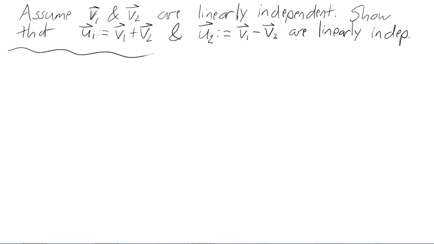We're going to go ahead and assume that v1 bar and v2 bar are two linearly independent vectors. And with this information, we're going to create two brand new vectors, u1 and u2, and we need to show that those u1 and u2 are linearly independent. So by definition, what does it mean for v1 bar and v2 bar to be linearly independent?